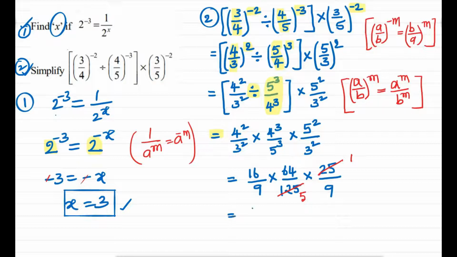So here what is remaining is 16 into 64 by 9 into 9 into 5. So we can write the simplified answer here.